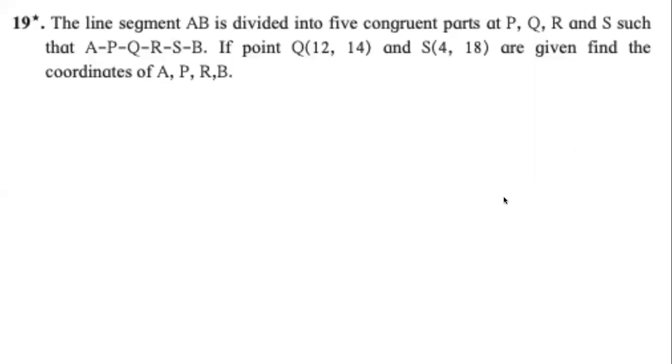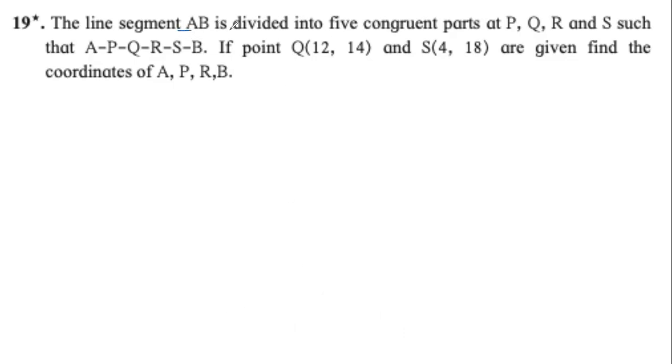The line segment AB is divided into 5 congruent parts. Sorry, this is the section formula. PQ, QR, RS, such that AP... This also needs some thinking, some understanding. We need to understand what is happening. What is the line segment? What are the parts?